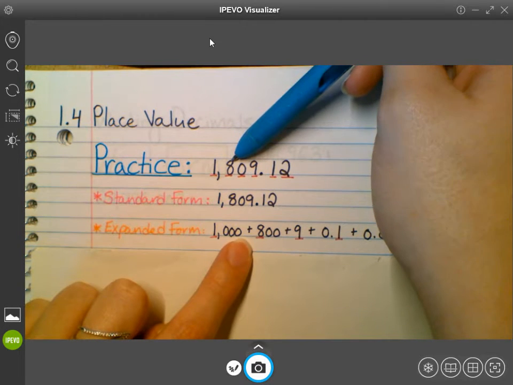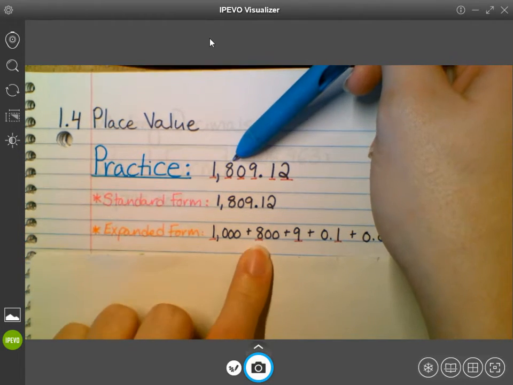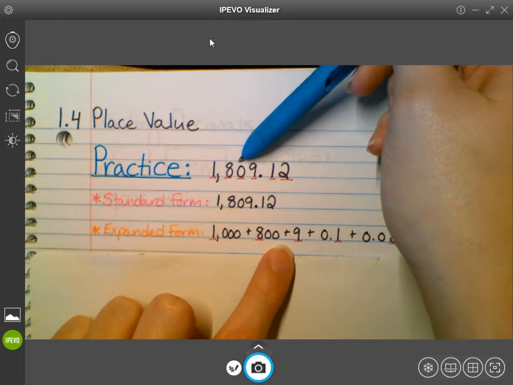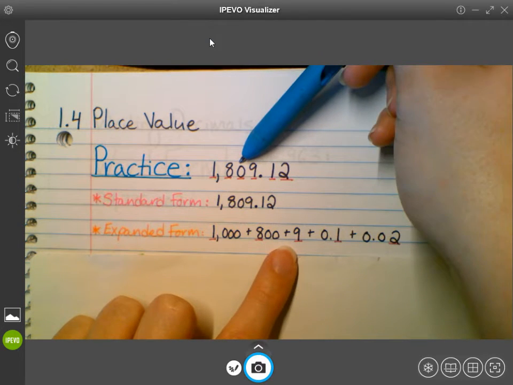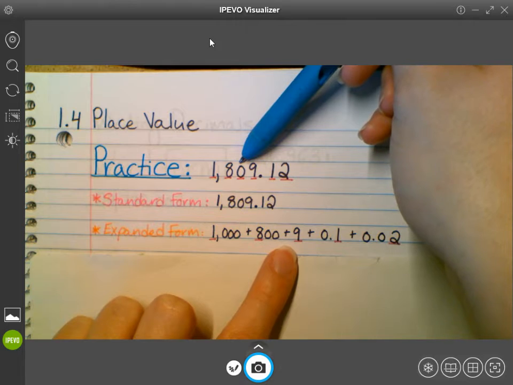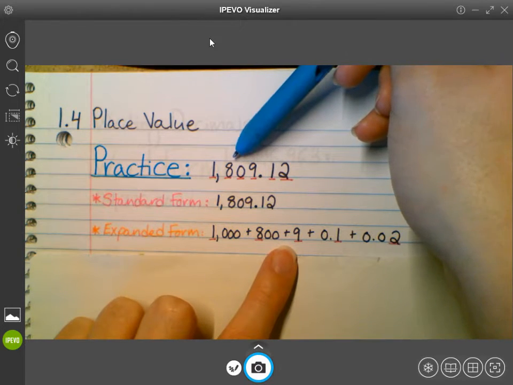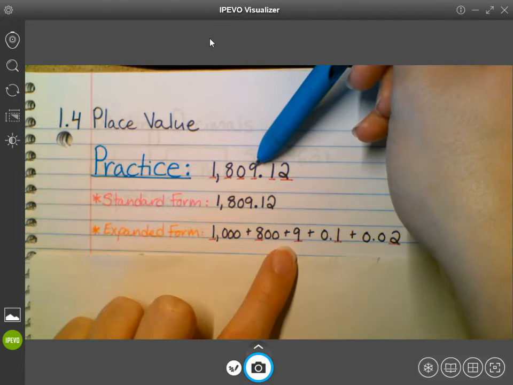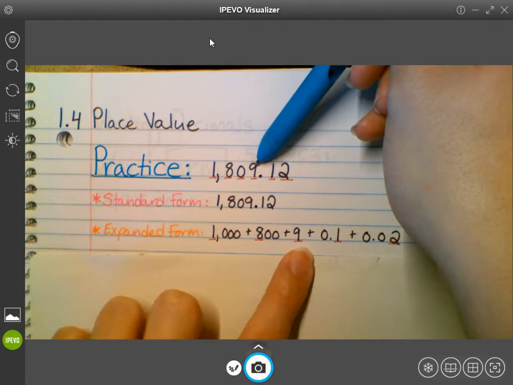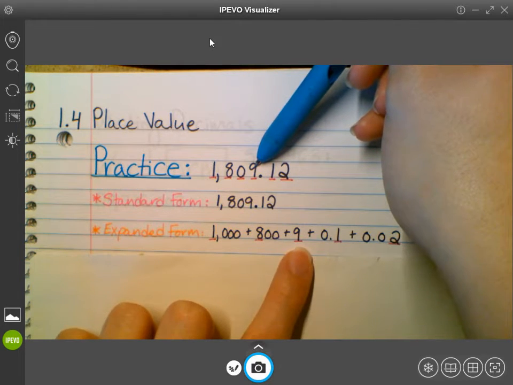It's worth 800, so then we add our 800. Now, in the tens place, I have a 0. Did I include the 0 in expanded form? No, and you don't have to. But if you wanted to, you could write plus 0. I just chose not to because it's not worth anything. There's no value to the tens place. Then we have a 9. It's in the ones place, so it's worth 9. So then I'm writing plus 9.